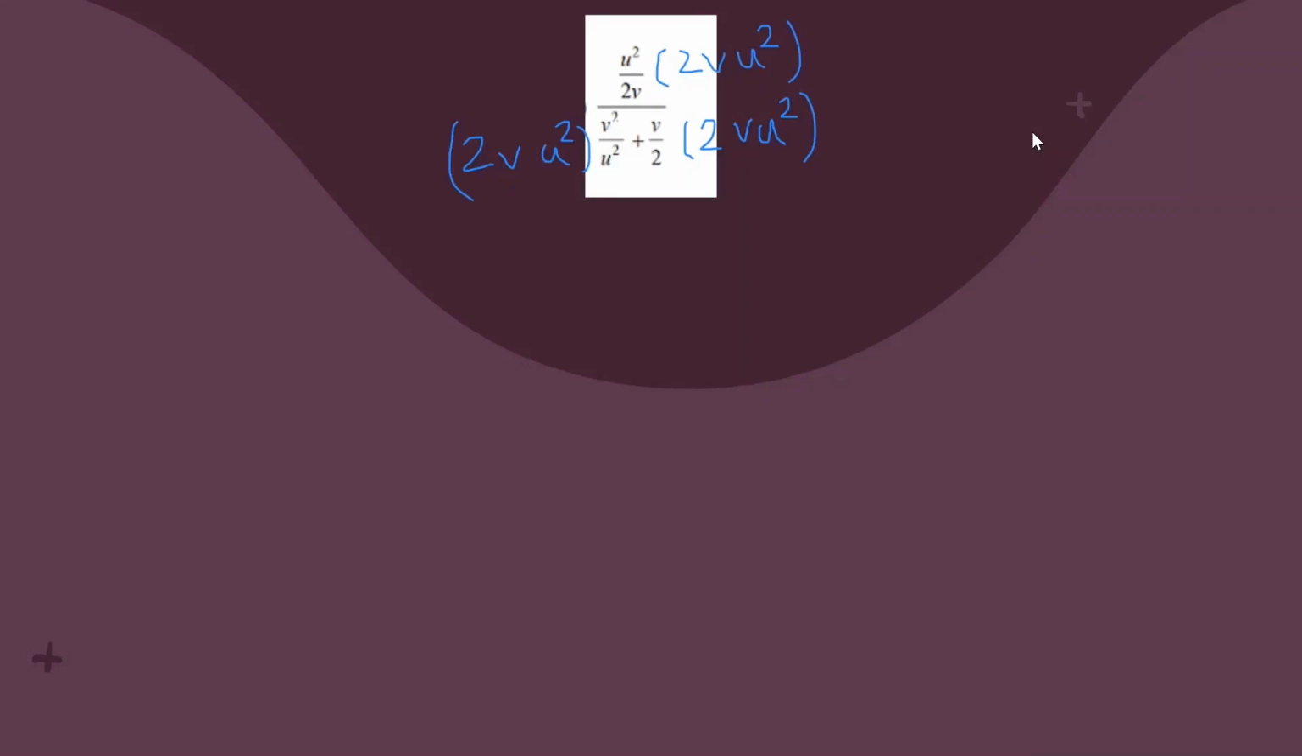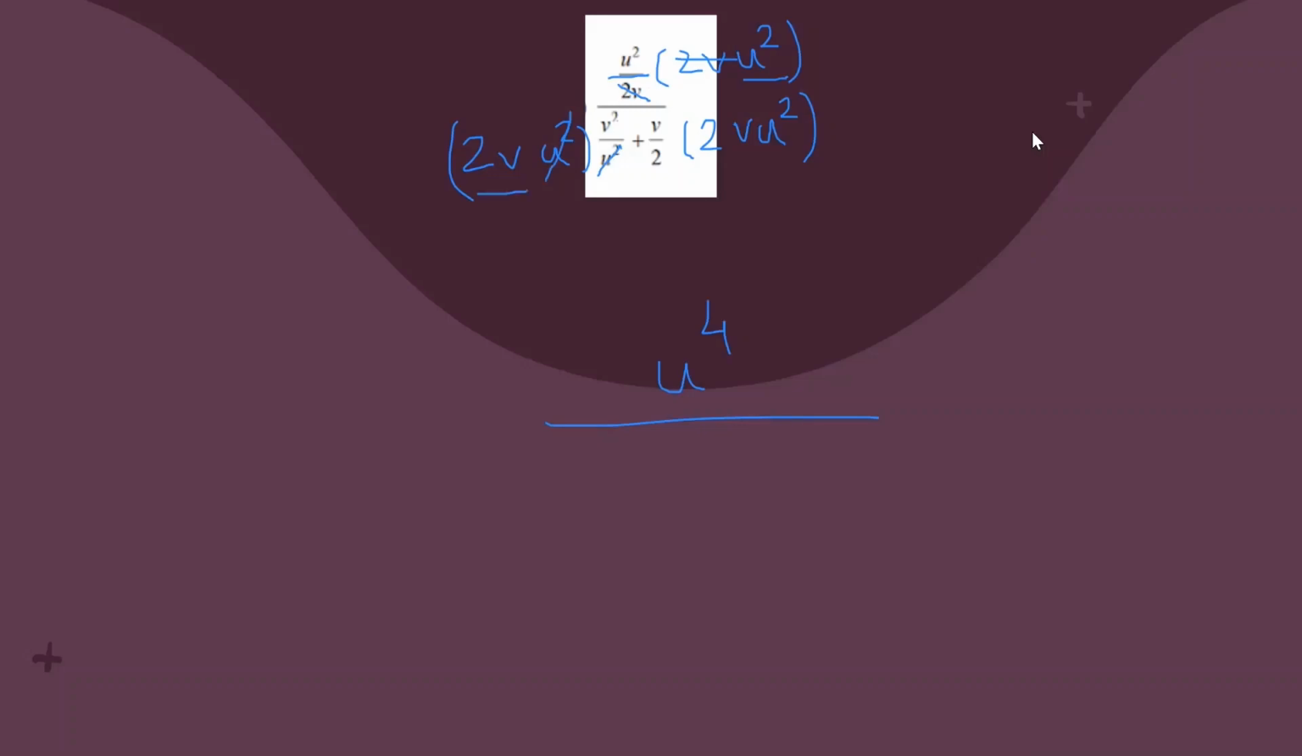Look, you have 2v in there, so the 2v cancels out with the 2v there. So then you are just left with what? u squared times u squared is u to the 4th. And then in the bottom you have the u squared cancels out with the u squared in there. Boom, you just lost that denominator, no more fractions.